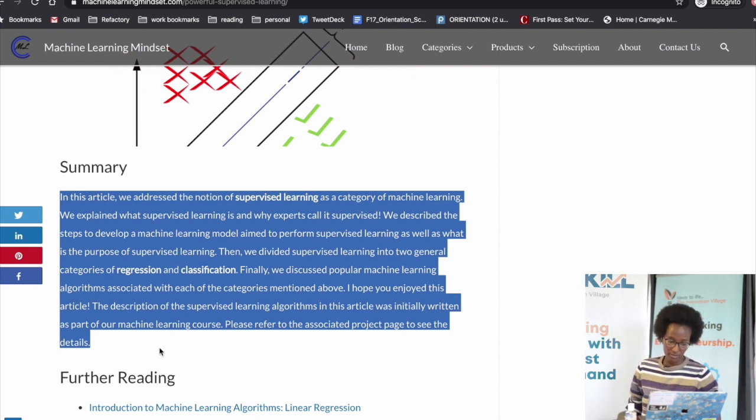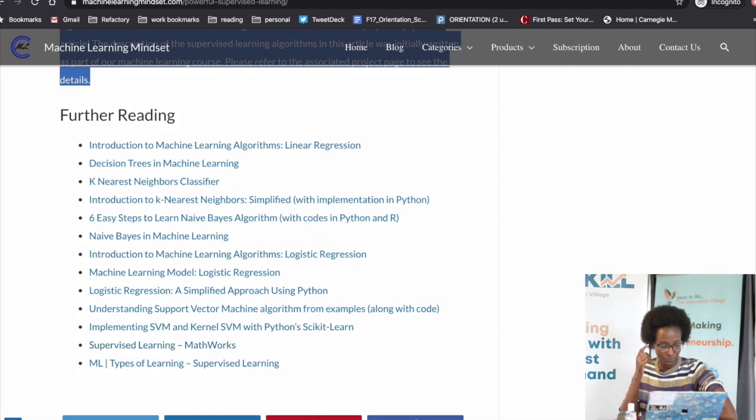I hope you enjoyed the article. The description of machine learning algorithms in this article was initially written as part of our machine learning course. Please refer to the associate project to see the details. Okay, there's a whole lot of resources that you can go and follow up on. Okay.